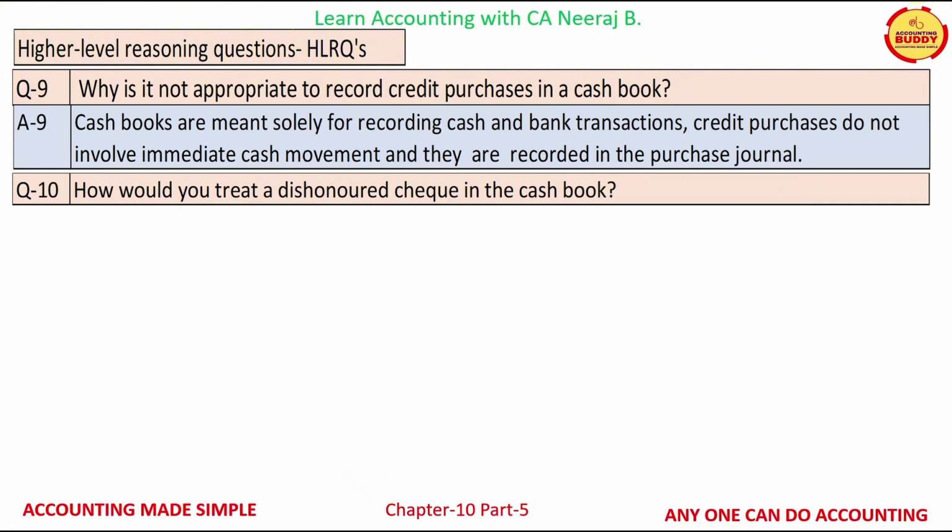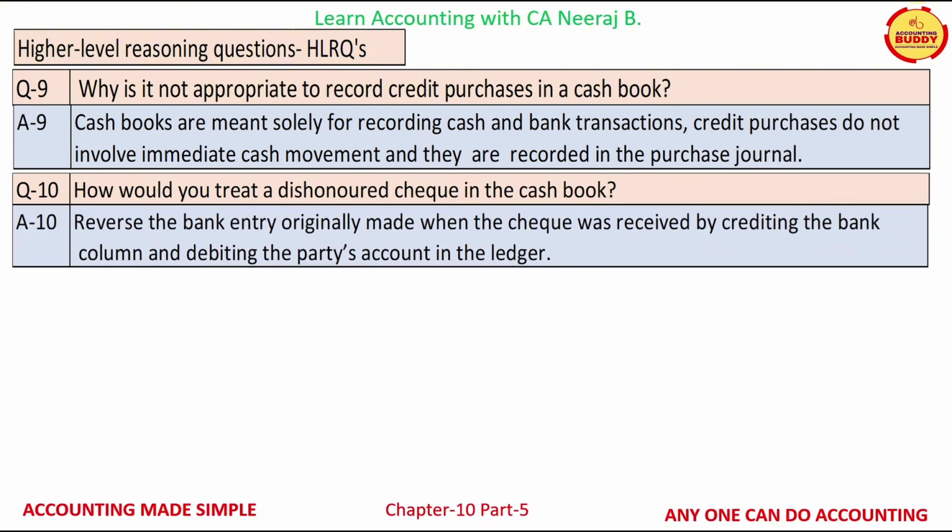Question number 10. How would you treat a dishonored check in the cash book? And the answer is reverse the bank entry originally made when the check was received by crediting the bank column and debiting the party's account in the ledger.